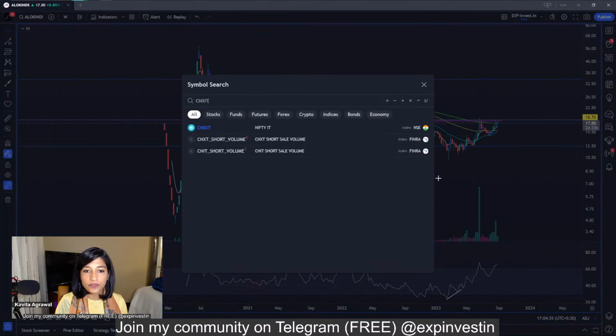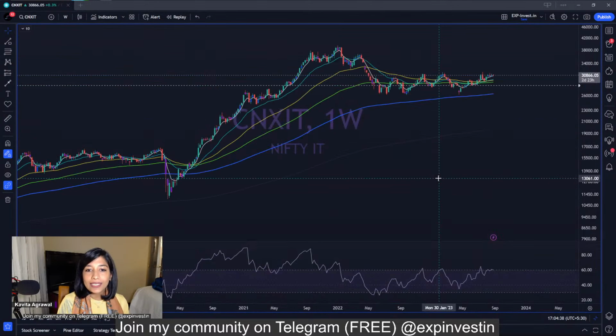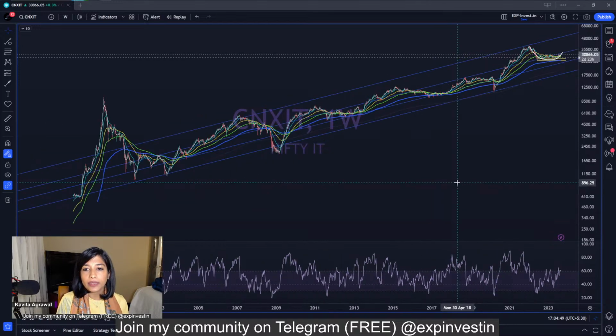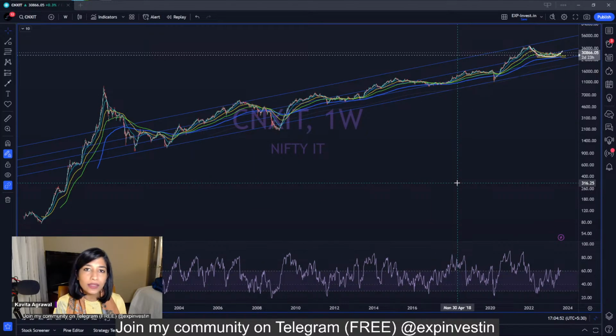Going back to the chart of CNX IT. Now, IT is a very dear sector for many people, and for good reason too. It has given multi-bagger returns in many different stocks. However, like anything in the stock market, even investing in the IT sector is not free of all sorts of risks. However, on the weekly time frame that I have opened for you, you can clearly see that there is a very neat upward sloping trend.